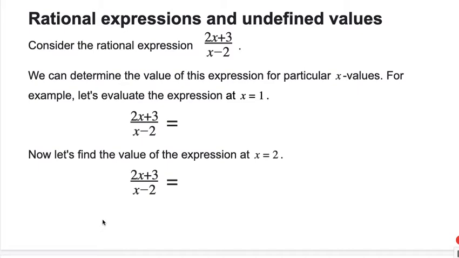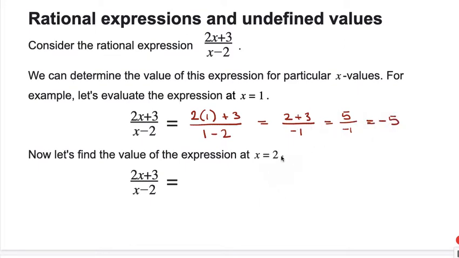Let's say we plug in 1 for x. If we plug in 1 for x, then we get 2 times 1 plus 3 over 1 minus 2. And of course that solves to be 2 plus 3, which is 5, over 1 minus 2, which is negative 1. And so we get 5 over negative 1, or simply negative 5. We've solved that for negative 5. We're all good.